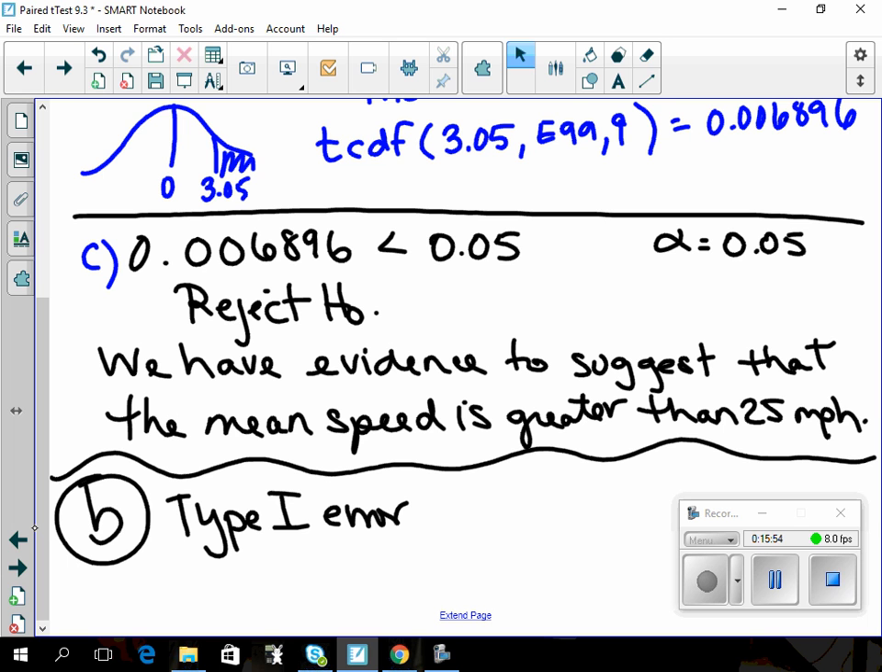Why would a type 2 error not even be a possibility here? Because I rejected the null. So it's not an error. Based on my conclusion of rejecting the null, the only error I could have made here would be a type 1. Okay, so you should have 4 letters on your paper.